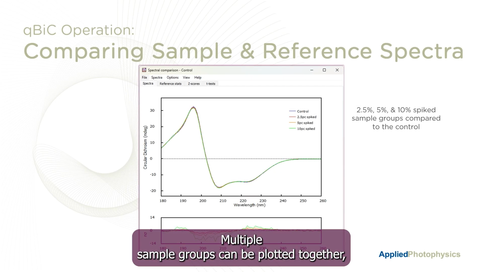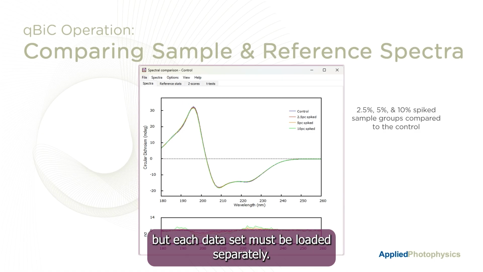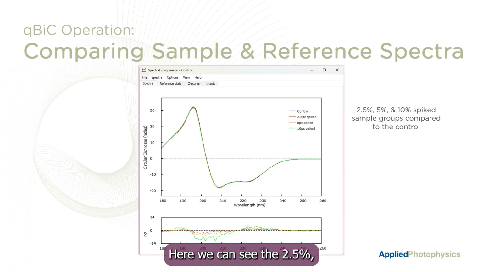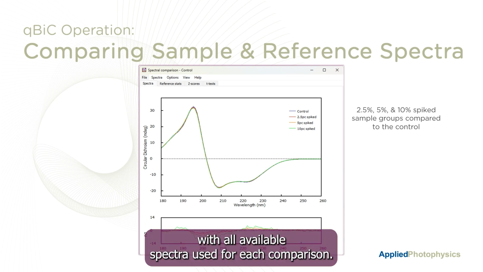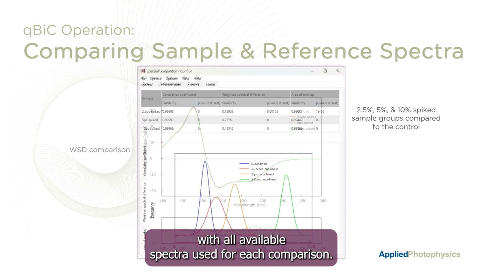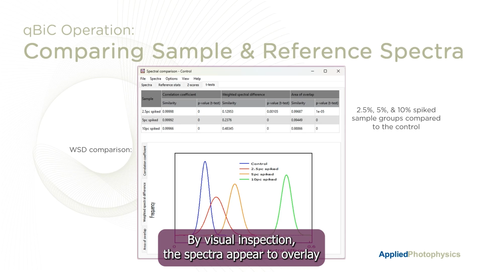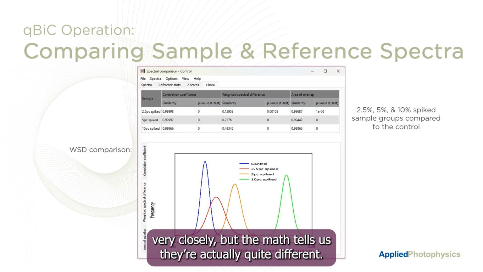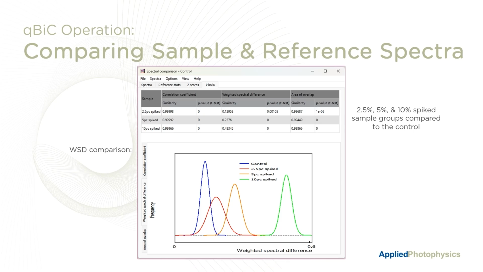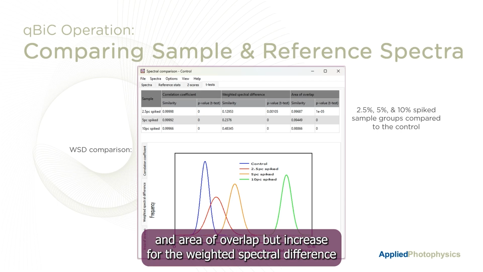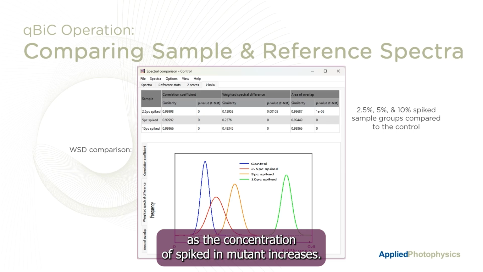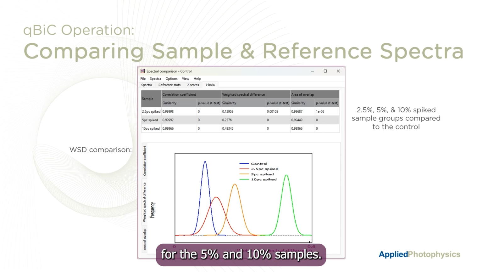Multiple sample groups can be plotted together, but each dataset must be loaded separately. Here we can see the 2.5%, 5%, and 10% data compared with the control, with all available spectra used for each comparison. By visual inspection, the spectra appear to overlay very closely, but the math tells us they are actually quite different. Note that the similarity scores decrease for the correlation coefficient and area of overlap, but increase for the weighted spectral difference as the concentration of spiked-in mutant increases. The p-value is too low to be statistically meaningful for the 5% and 10% samples.